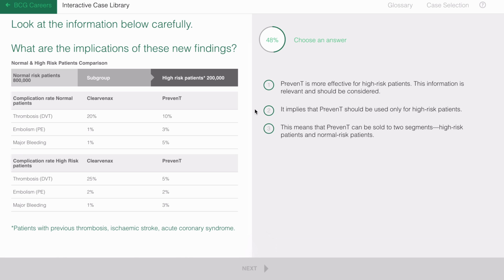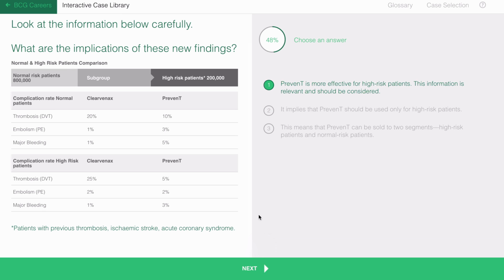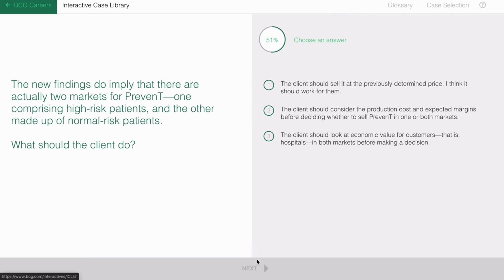Answer choice 3 says that this means that Prevent T can be sold to two segments, high-risk patients and normal risk patients. So while that is true, I think answer choice 1 here is a much better conclusion because it clearly states that Prevent T is more effective for high-risk patients and that we should consider this in making our decision. So we'll go with answer choice 1 here. The new findings do imply that there are actually two markets for Prevent T, one comprising of high-risk patients and the other made up of normal risk patients.